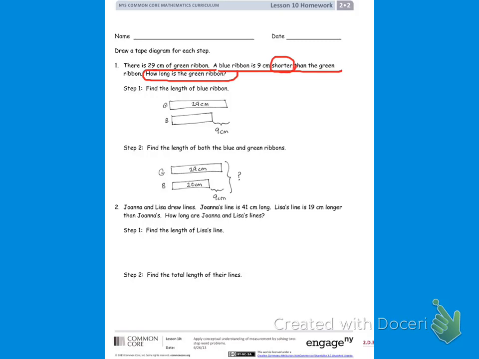As I look at this, I think there must be a typo. You see, the author already told us that the green ribbon is 29 centimeters. So the author must mean how long is the blue ribbon. So I'm going to change that now.